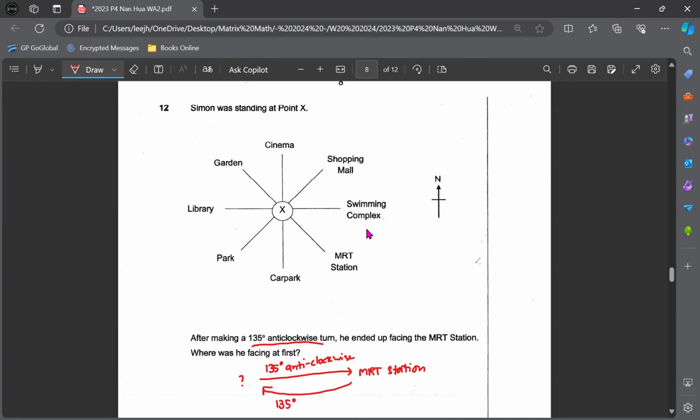No longer anti-clockwise, it becomes clockwise. The direction changes, and this will be where you start. Where was he facing at first? So let's look at MRT station. 135 degrees clockwise. Clockwise is this way, this way. This is clockwise. Okay, so from one point to another is a 45 degree.